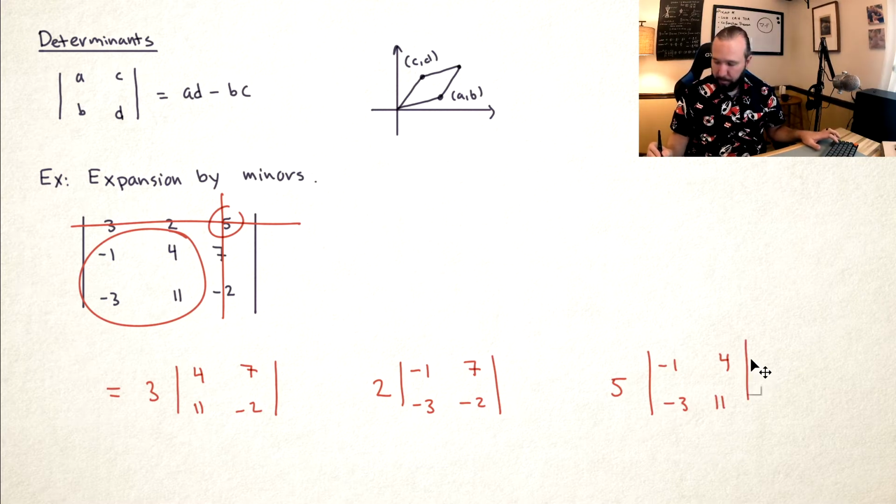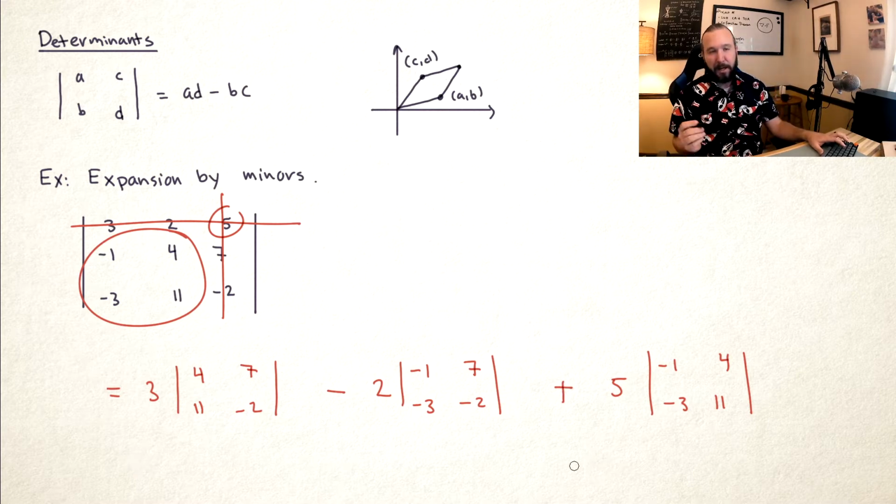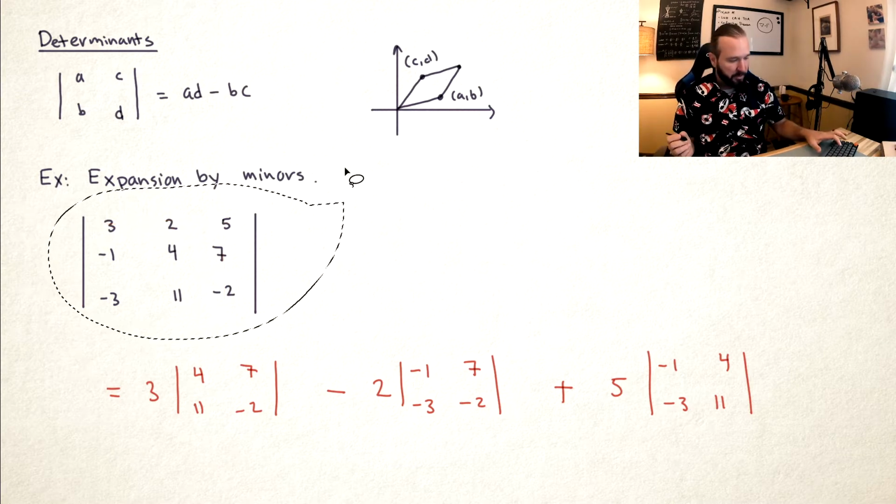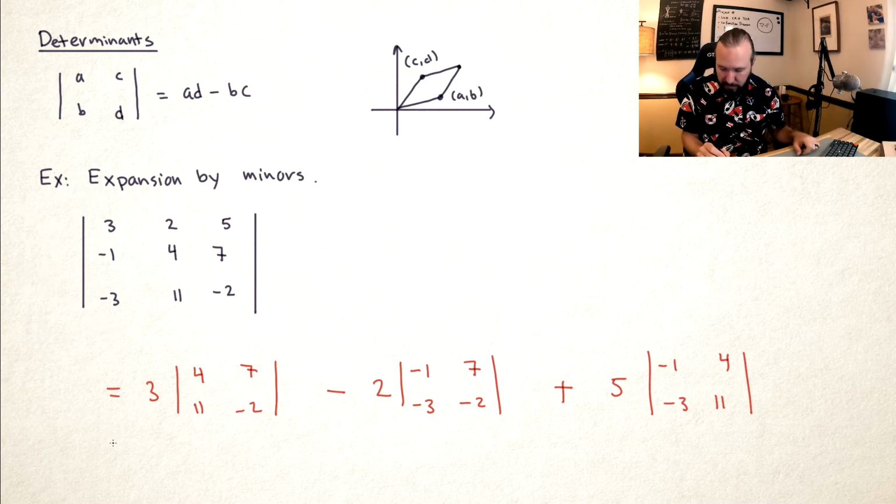And then the pattern always goes plus, so the 3 is whatever number goes there, and then minus, and then plus. So you always just keep the number, you change the sign of the one in the middle, and then you keep the number at the end. So this is how you expand by minors, and then from there, we're just going to use these little 2 by 2 determinants to fill out the last piece. So let's just get after that.